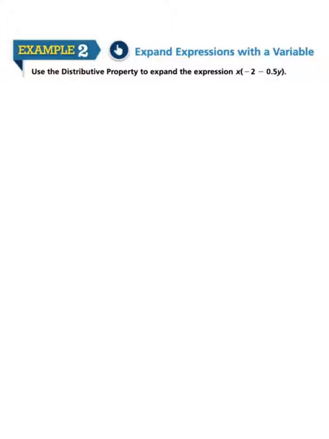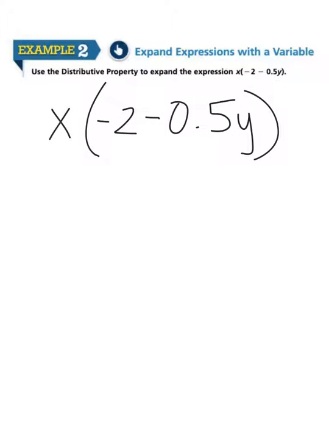Example 2 is talking about expanding expressions with a variable. So if you take a look at this example, we have x times (-2 minus 0.5y). The first thing I'm going to do is keep -2, change the subtraction sign to addition, and change 0.5y to -0.5y. Now I can go through and share the x. Just because we have a letter or a variable outside of the parentheses in our factored form doesn't mean we can't share it the same way.